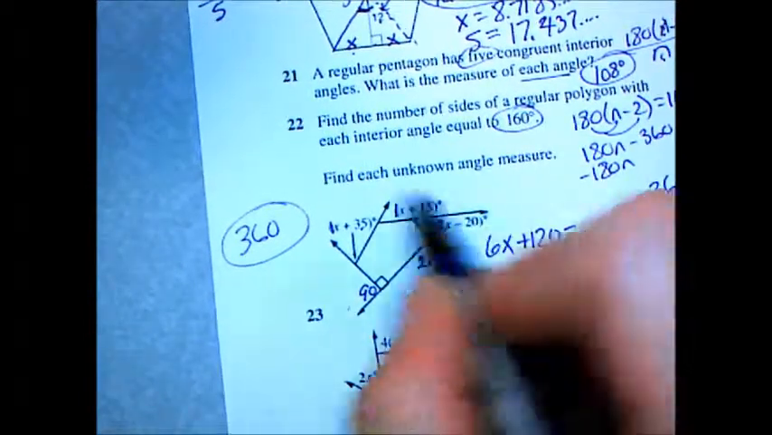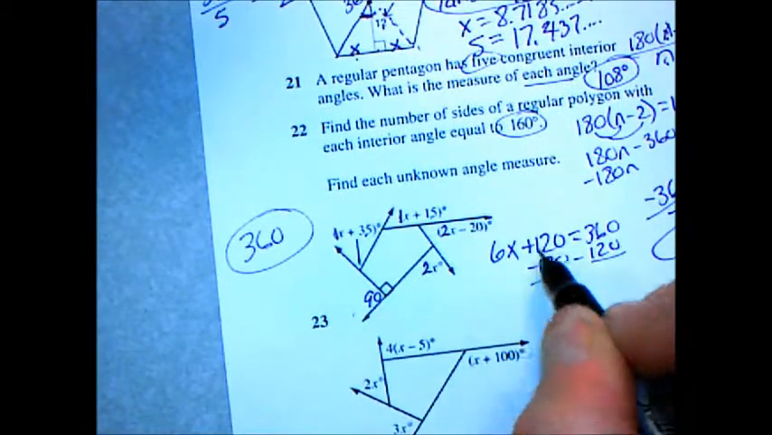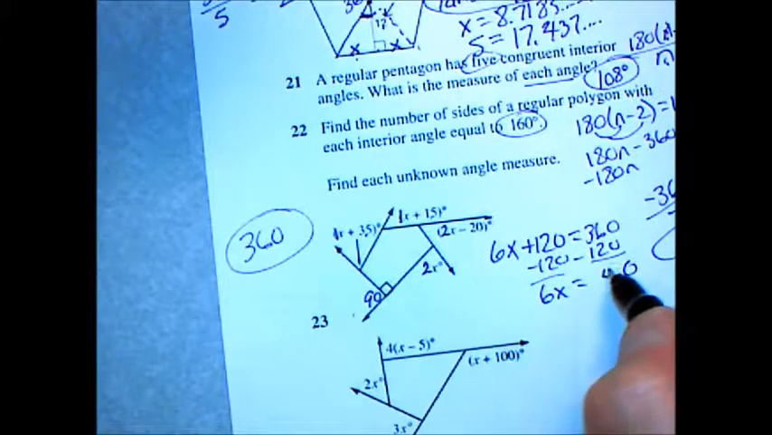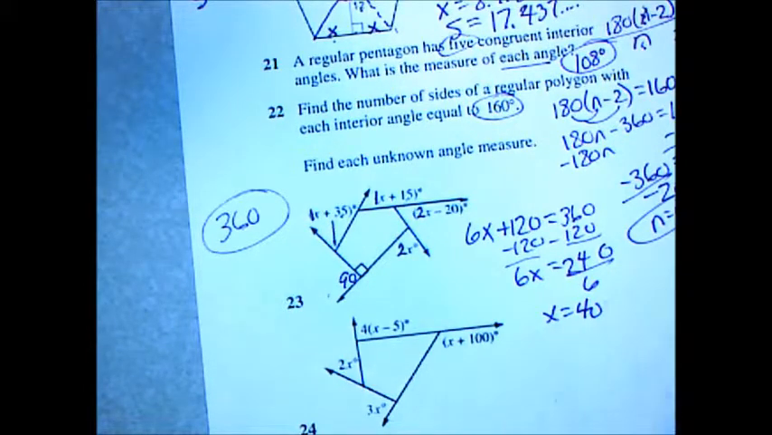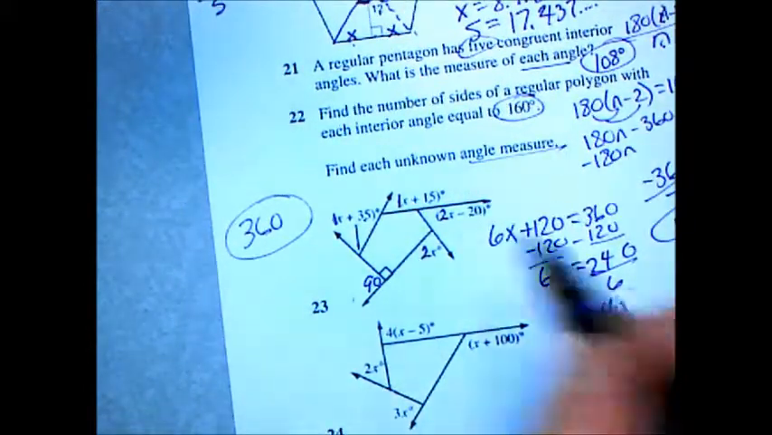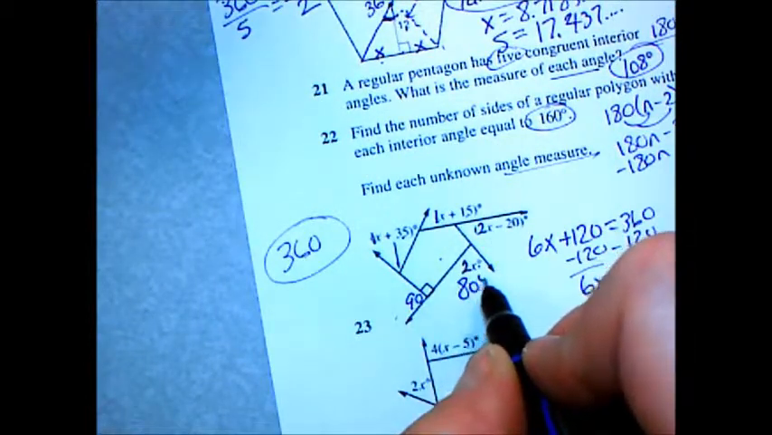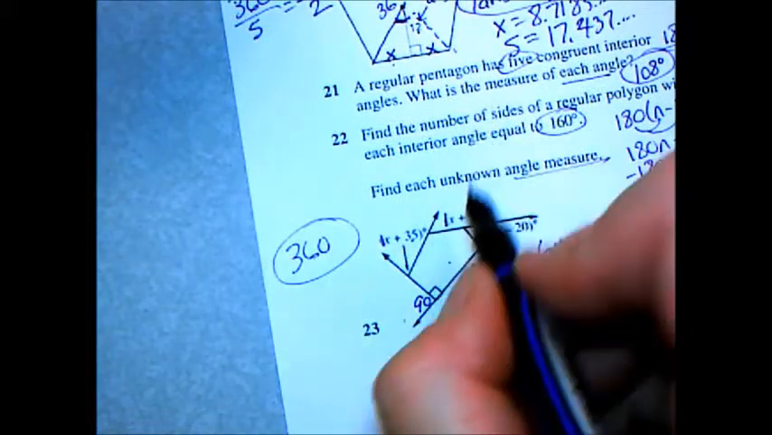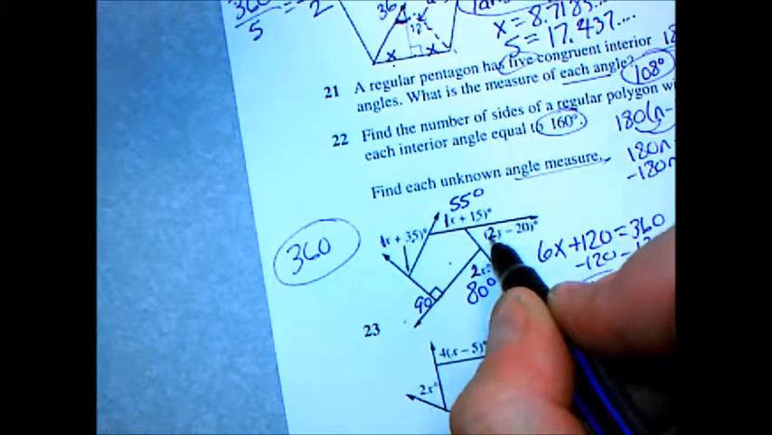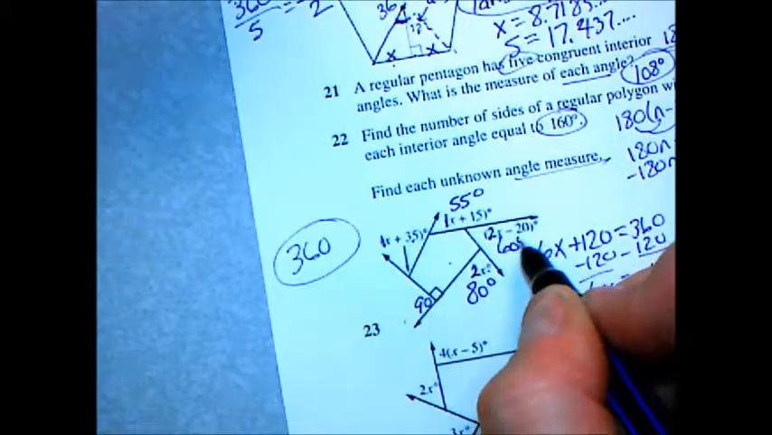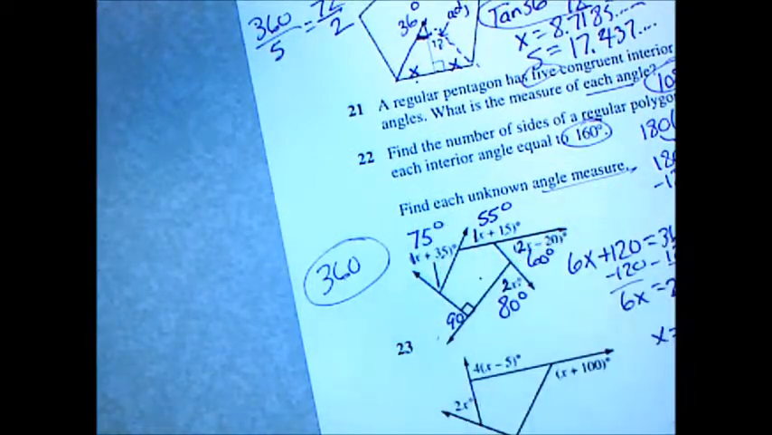Now I said these all equal 360. If I subtract 120, it gives you 6x equals 240. Divide by 6 and it tells me x is 40. Now they want to know all the angles, so I've got to take 40 and plug it back in. On the first one I'm going to do 2 times 40, that means this one is 80 degrees. 40 plus 15 is 55 degrees. 2 times 40 is 80, and 80 minus 20 is 60 degrees. And then over here, 40 plus 35 is now 75 degrees.